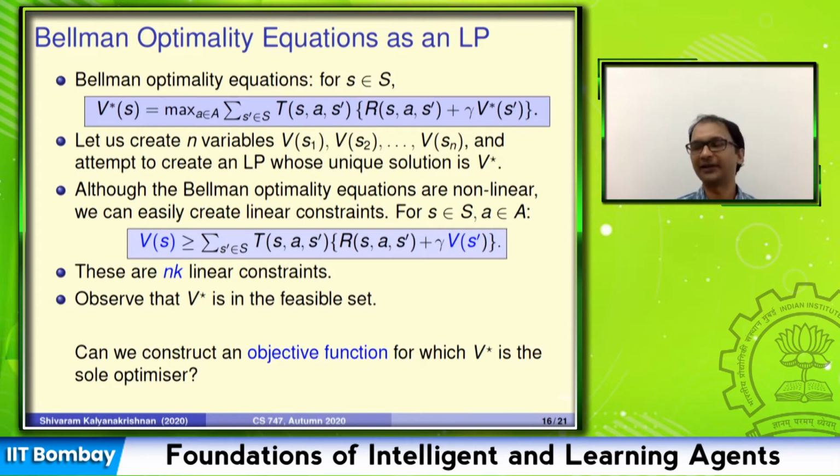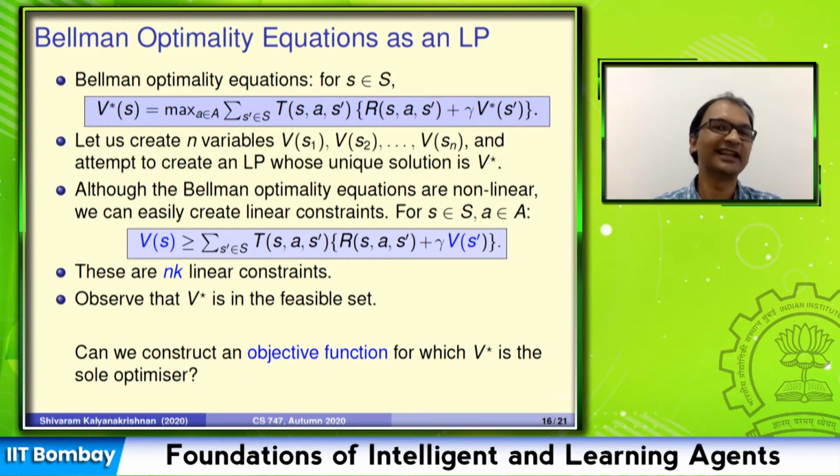So again, what's happening on this slide, we are starting from Bellman's optimality equations and trying to derive a linear program out of it, which means trying to derive linear constraints as well as a linear objective function. So the first step we have done here is we have come up with a set of n times k linear constraints, which we know is satisfied by V star. But then it might also be satisfied by many other V's. So what we need to do next is to come up with a linear objective function, which is maximized by V star and which is not maximized by any other point in this feasible set.